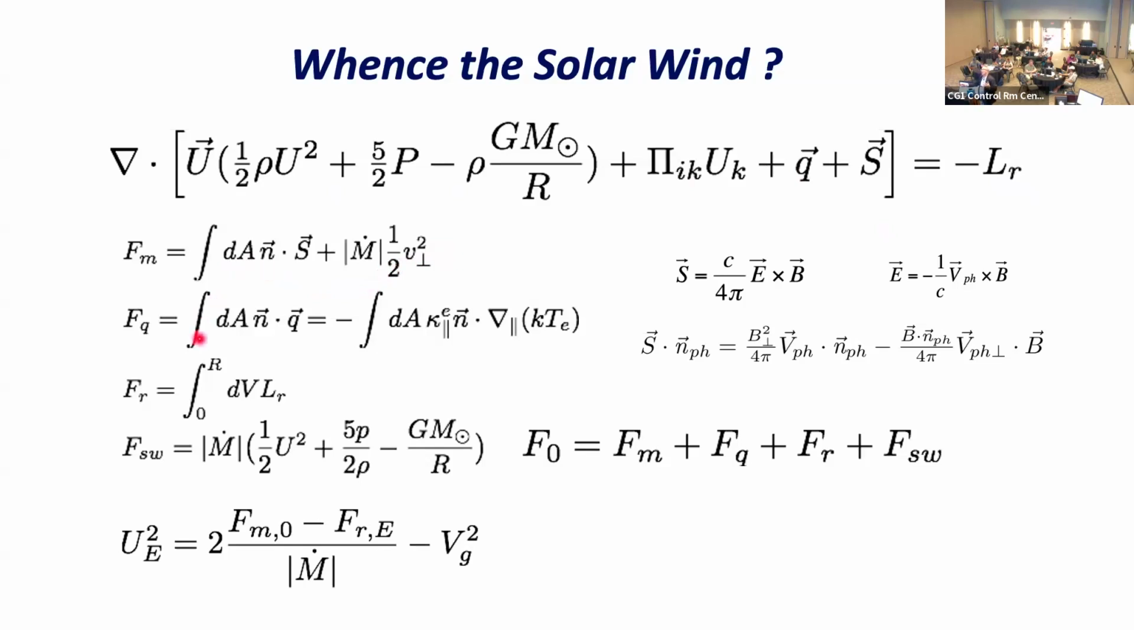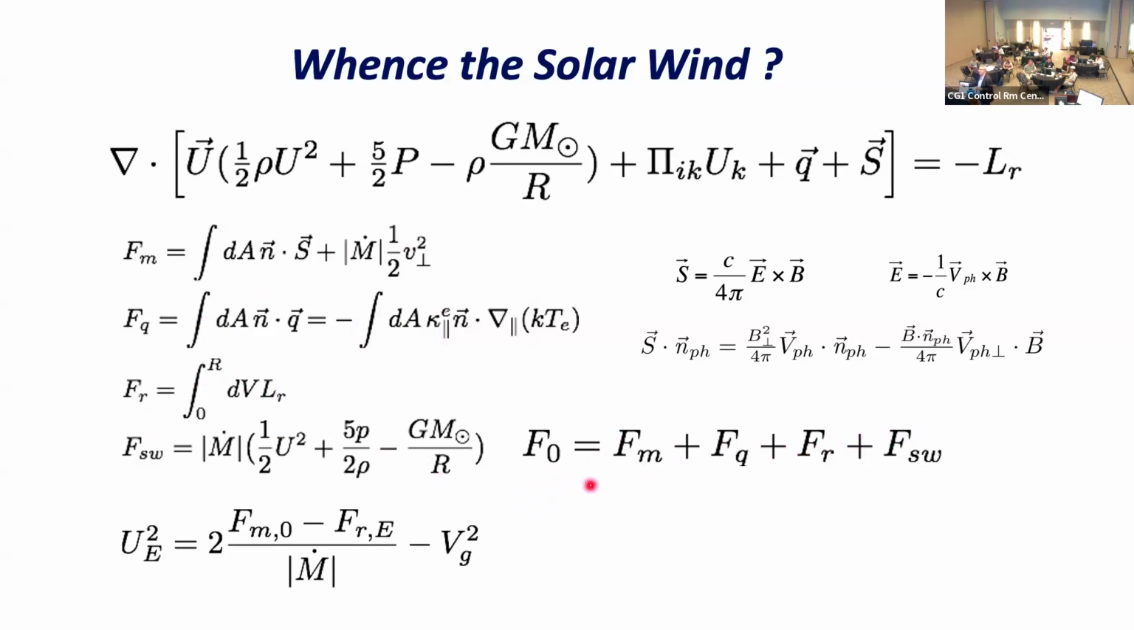So you can then cut off the terms, and you're going to call Fm the transport of the wave energy, which is the Poynting flux plus the mass loss times the perpendicular fluctuations, the conductive flux, which you can write, if you're lucky, in terms of some conductivity. That's not a good approximation far from the sun. The integrated radiative loss from 0 to R, but LR is really localized around the base of the corona. And then the solar wind loss, which is right here. And that sum is conserved.